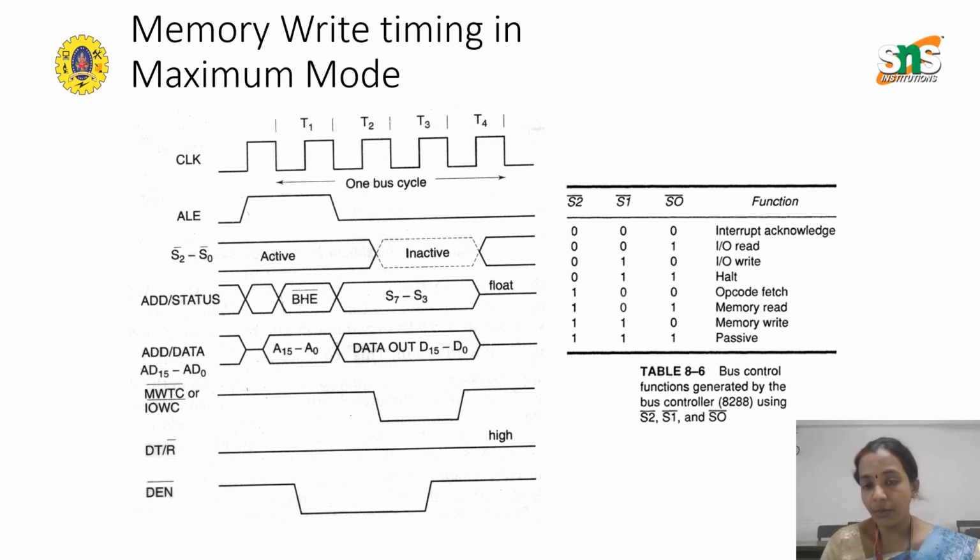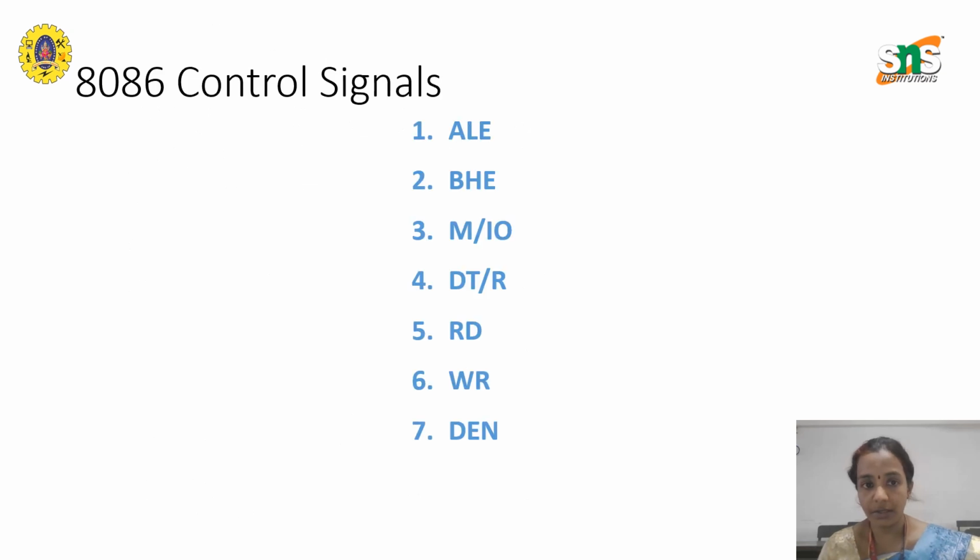The thing is, when the status signals S0, S1 and S2 are 000, it is interrupt acknowledge. When they are in the sequence of 001, it means input output read. When it is 010, input output write. 011 means halt. 100 is nothing but opcode fetch. 101 is memory read. 110 is memory write. And triple one is nothing but passive or the halt status.